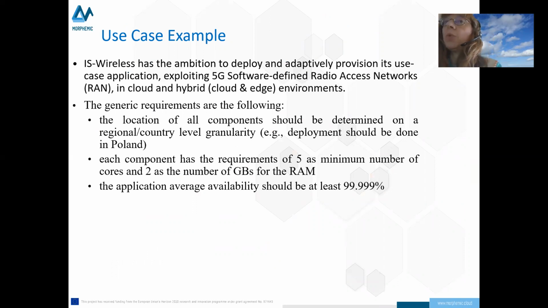We will see that we can set in this modeling environment specific regional country where we want our cloud application to be deployed, for example, in Poland, or some specific requirement of each component. For example, we may desire 5 as minimum number of cores or 2 as the number of gigabytes for the RAM. We can also set some constraints like the application average availability that can be, well, quite high, 99.999%.